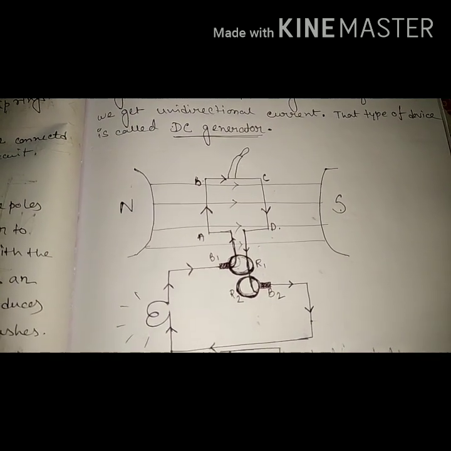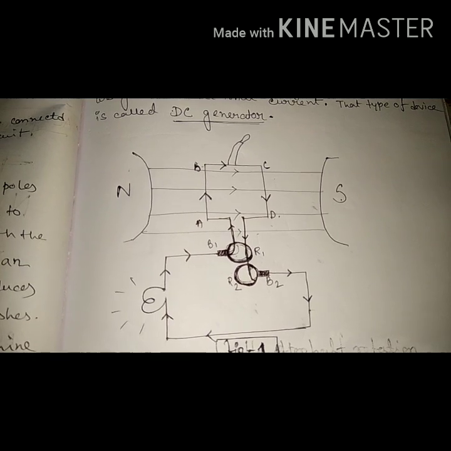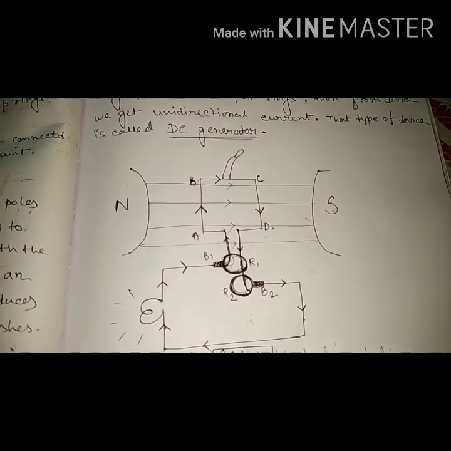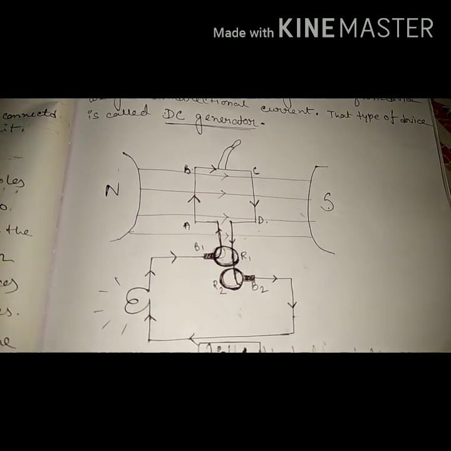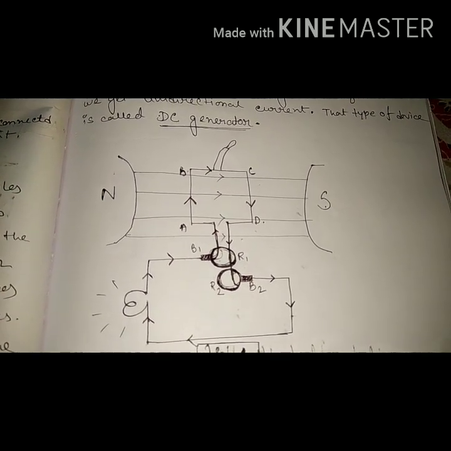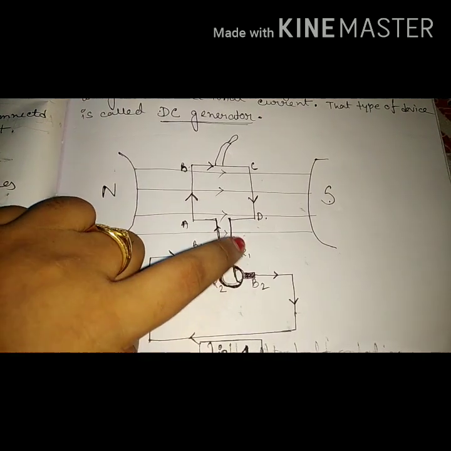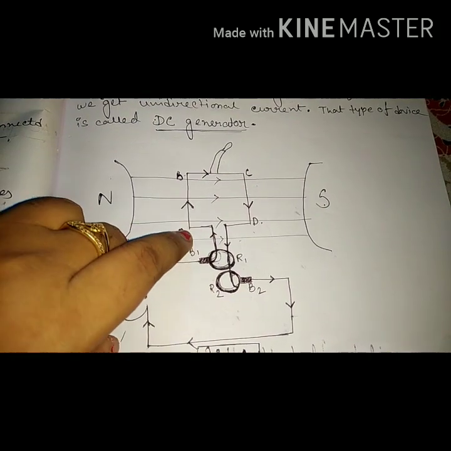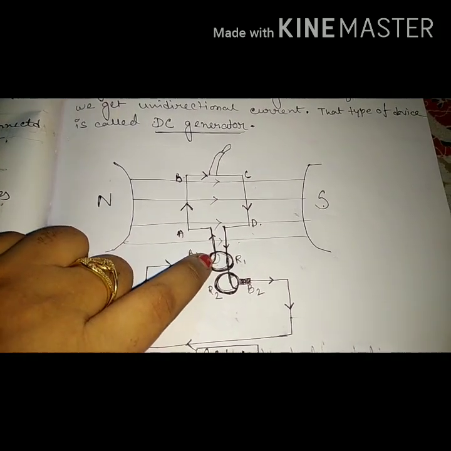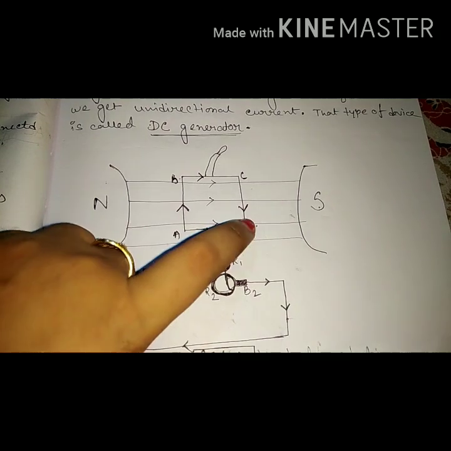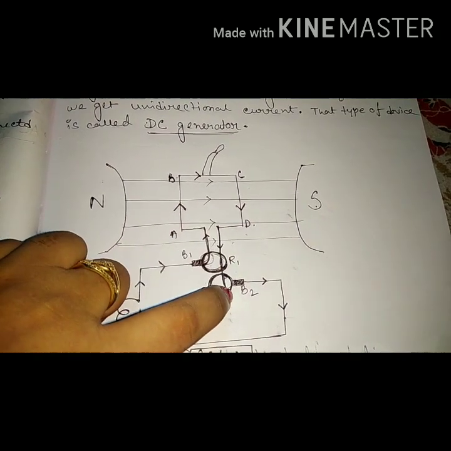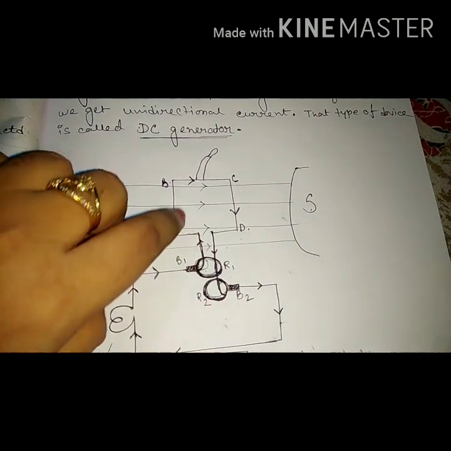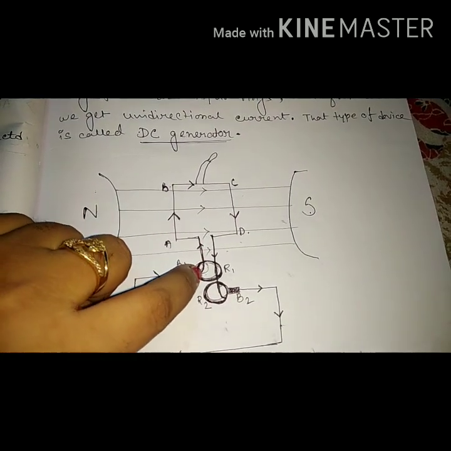Now, what is the difference between an electric motor and a generator? In a motor we use split rings, S1 and S2 split rings. But in the case of a generator we use slip rings. A slip ring is a full circular ring. And of these two rings, R1 is attached to the last end of A, and R2 is attached to the last end of D. So the armature's end D is attached to R2 and A is attached to R1.